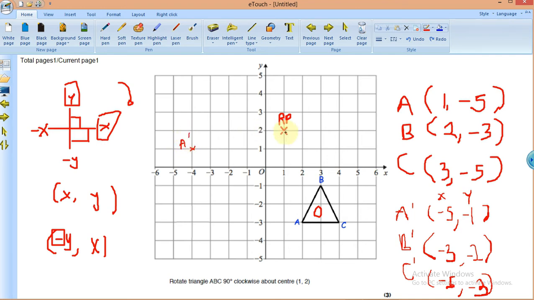From the reference point again, 3, 2, 1, 2, 3, 1, 2. So this will be my B prime. From the reference point again, C, 1, 2, 3, 4, 5, then -3, 1, 2, 3. So this will be my C prime. So guys, hope you enjoy rotation. That's the concept. So I'm going to solve one more in order to establish your knowledge. Then we go ahead and describe rotation.